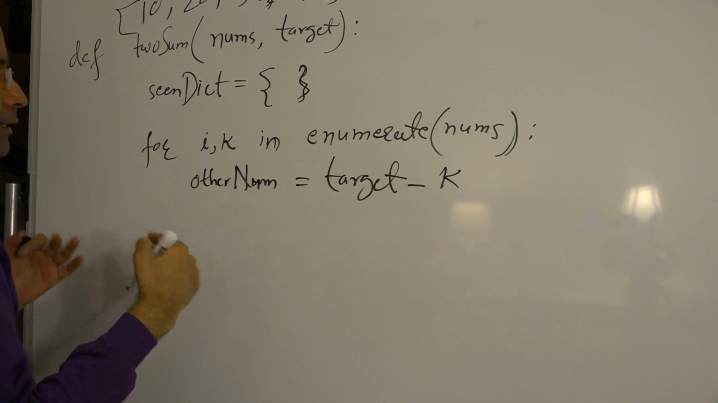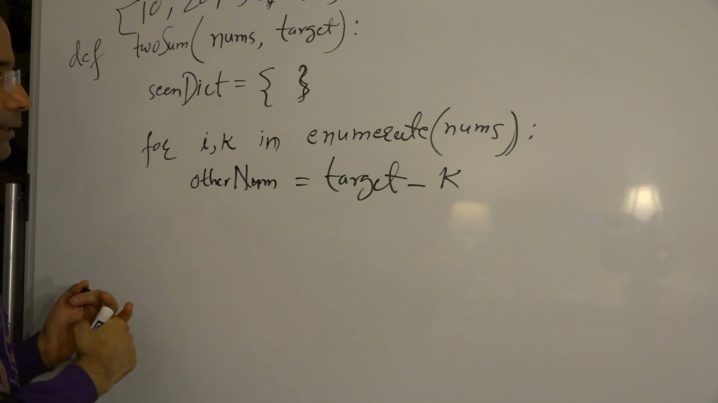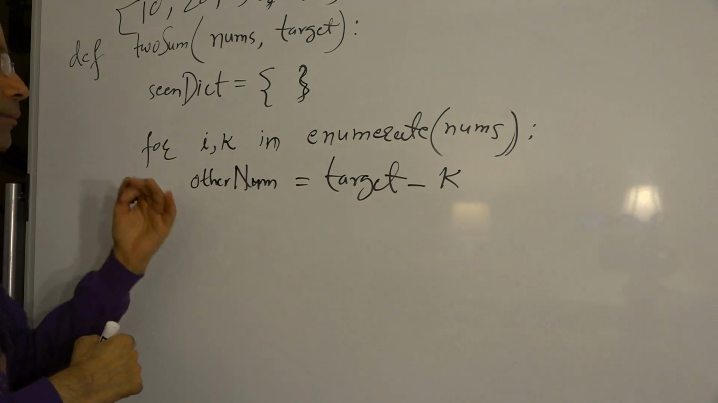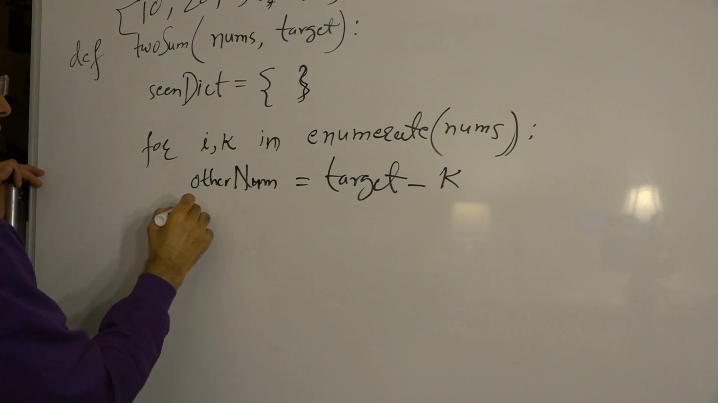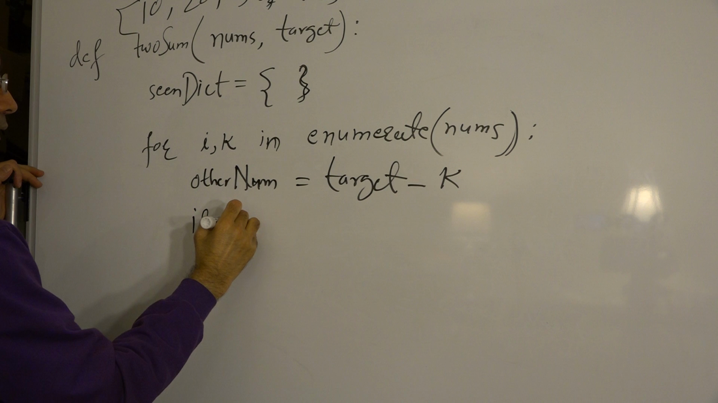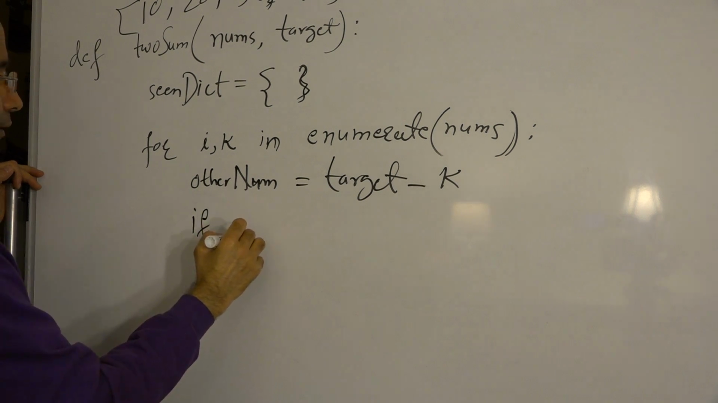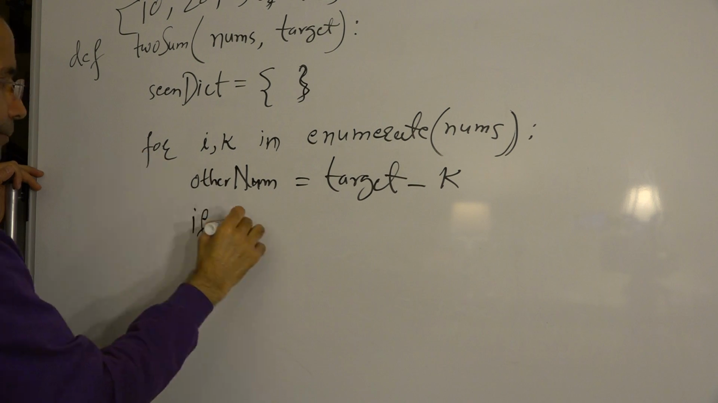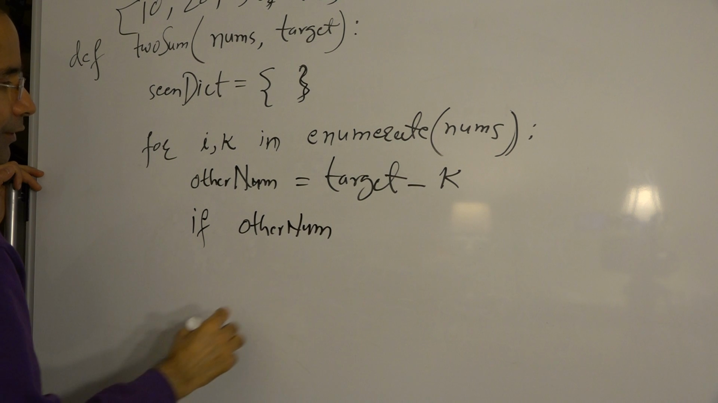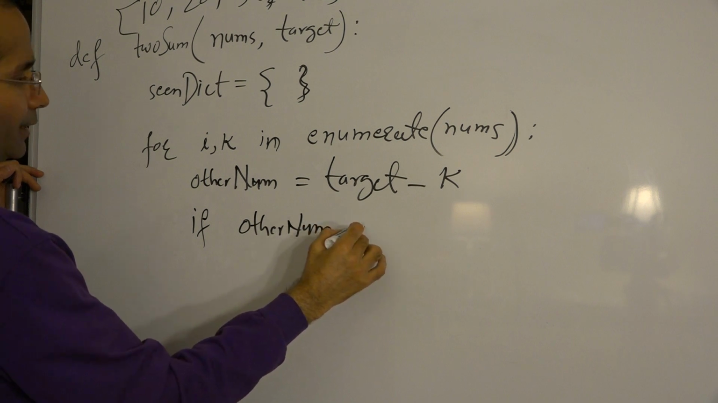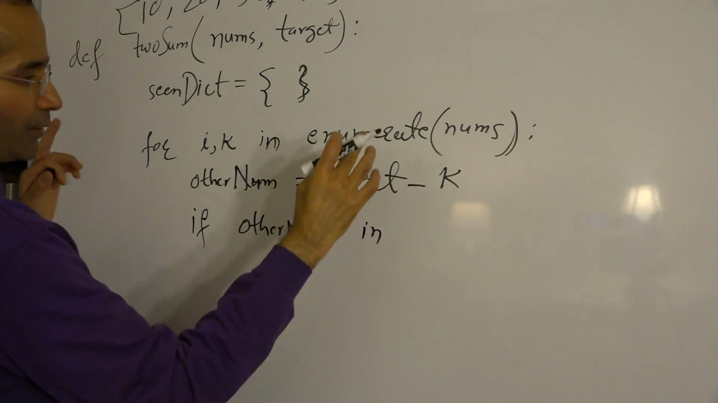So I assume that in every iteration I get the other number of the pair that we are interested in. So now I need to check if the other number is in the seen dictionary, that means we found both the numbers.